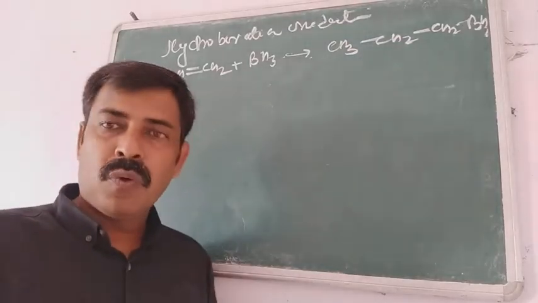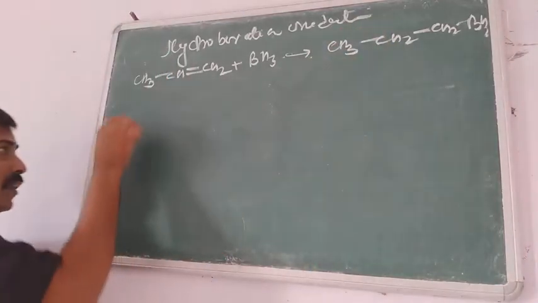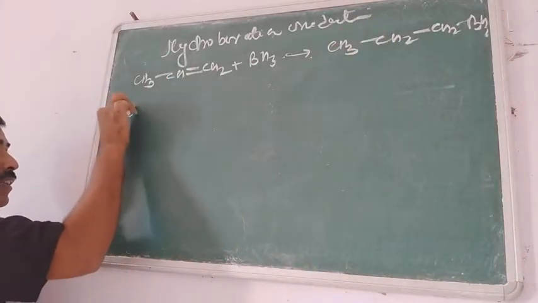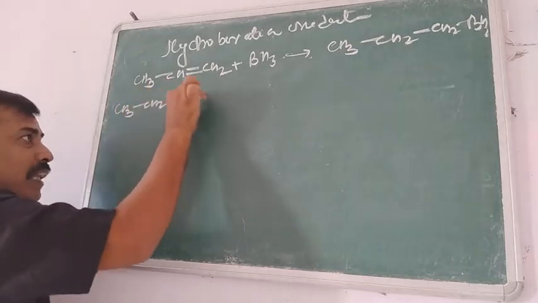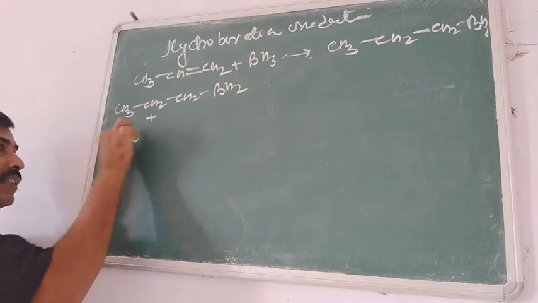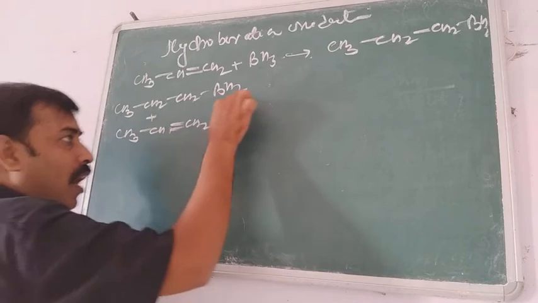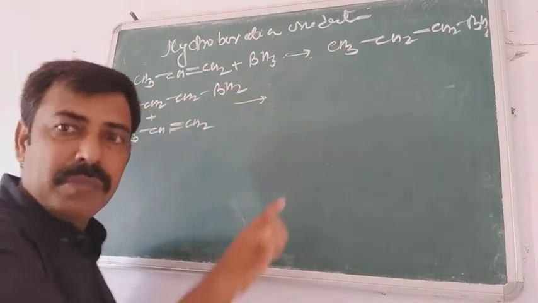Now again, another propene will approach the system, that is the CH3CH2CH2BH2 will approach the CH3CH double bond CH2, and after combination again the same reaction will take place.